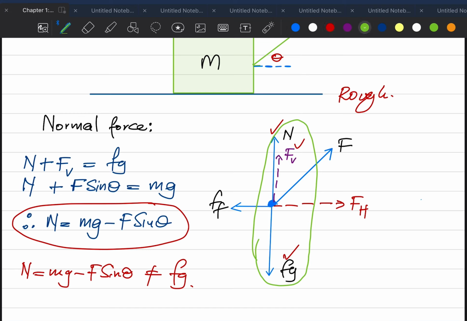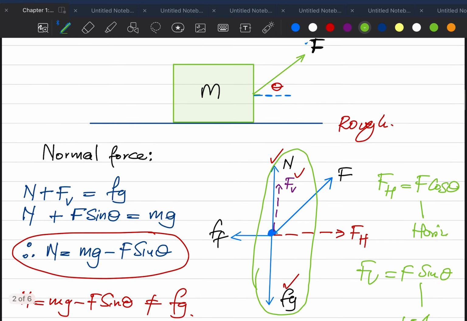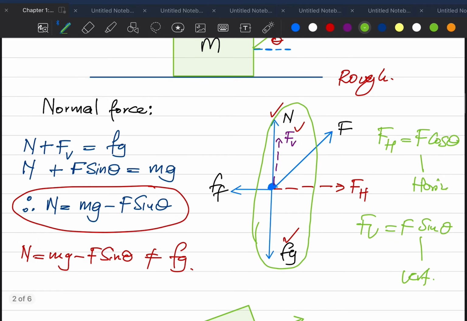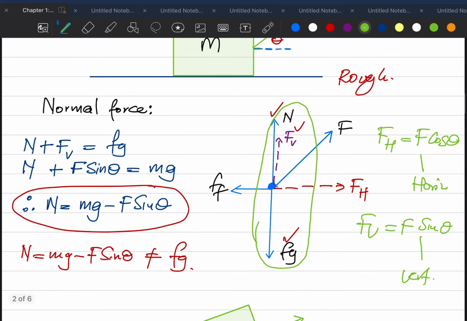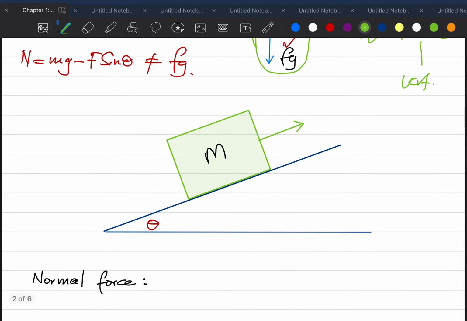If FV is equal to F sine theta, meaning FH is equal to F cos theta. So this is our horizontal, and FV, which is F sine theta, is our vertical there. I hope this is clear. Now our normal force is just equal to mg minus F sine theta. Now what about our inclined plane?